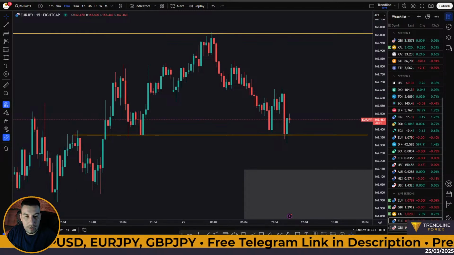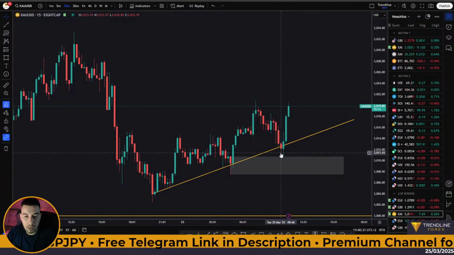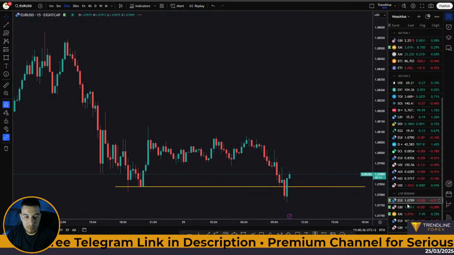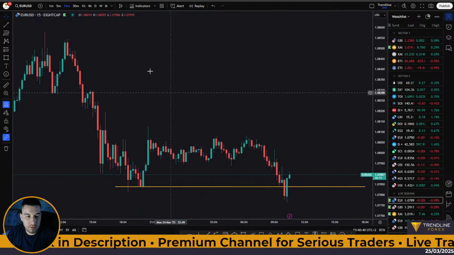So I don't currently have entries on the yen cross pairs. Gold is looking fine. Pound dollar, I don't think so. But euro dollar is kind of looking okay as well.